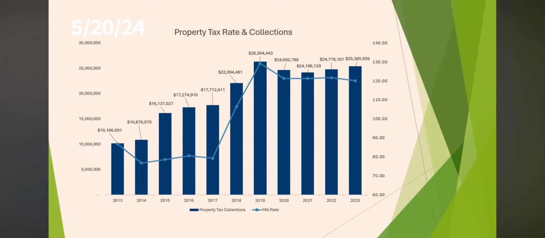What we've also seen in the last several years is our amount of delinquencies has gone up as well. So even though that rate was flat and we anticipated collecting more in property tax dollars each year, the delinquencies have gone up, so that's really kept that somewhat flat across the board in what we've actually received.